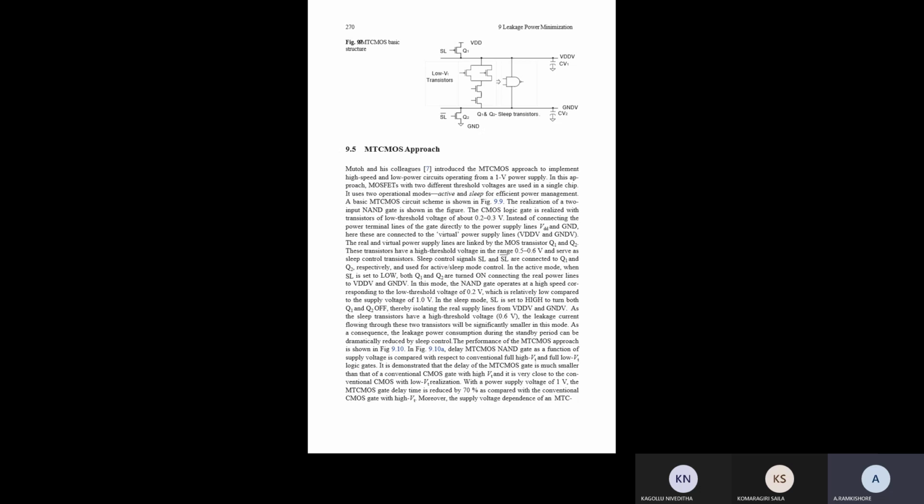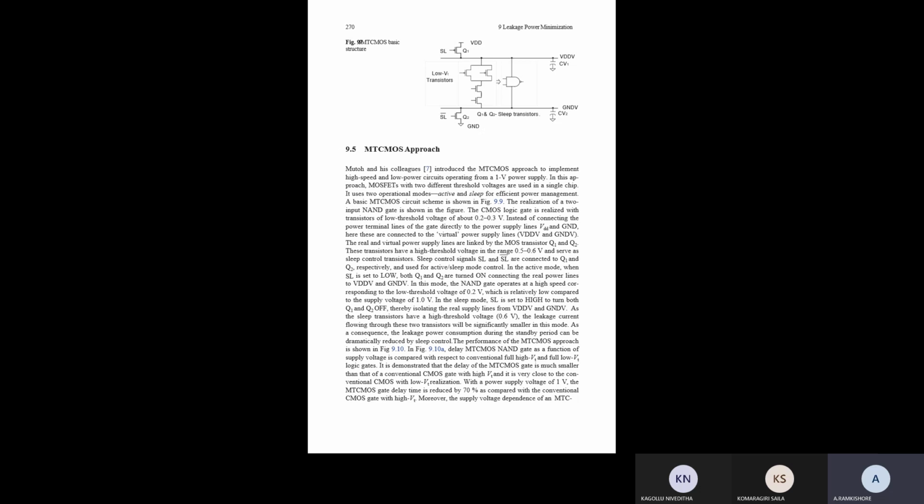At one end we are connected to VDD, and at the other end we are connected to ground. They will be connected to the capacitors CV1 and CV2. That means these capacitors also control the voltage levels, voltage 1 and voltage 2. So this is the basic structure of MT-CMOS.